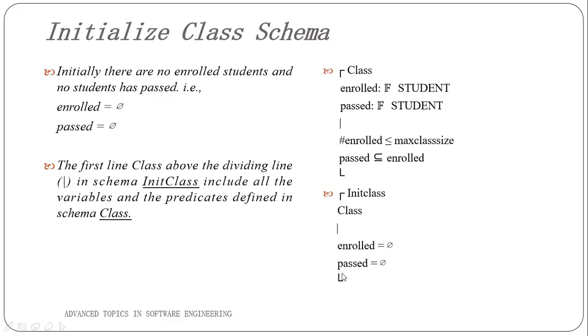We initialize these finite sets with the empty set. That means there is no element initially present in these finite sets, one is enrolled, second is passed. So initially there are no enrolled students and no students have passed. That is, enrolled is equal to the empty set, where the empty set represents my null set, and passed is also equal to the empty set.